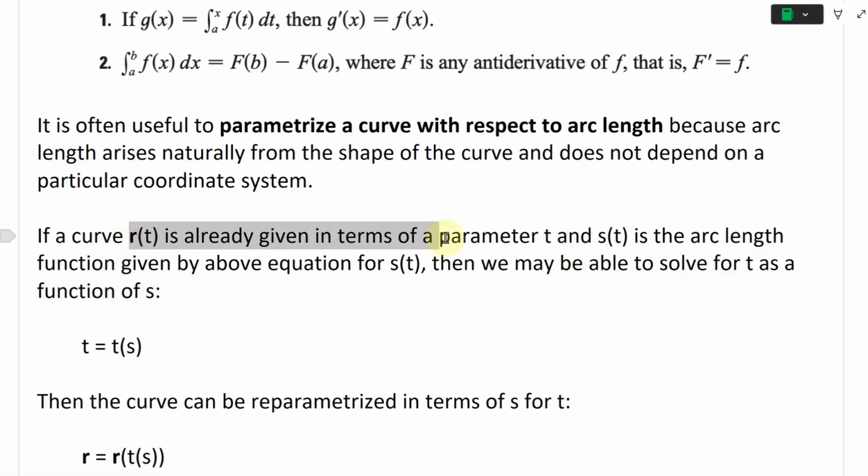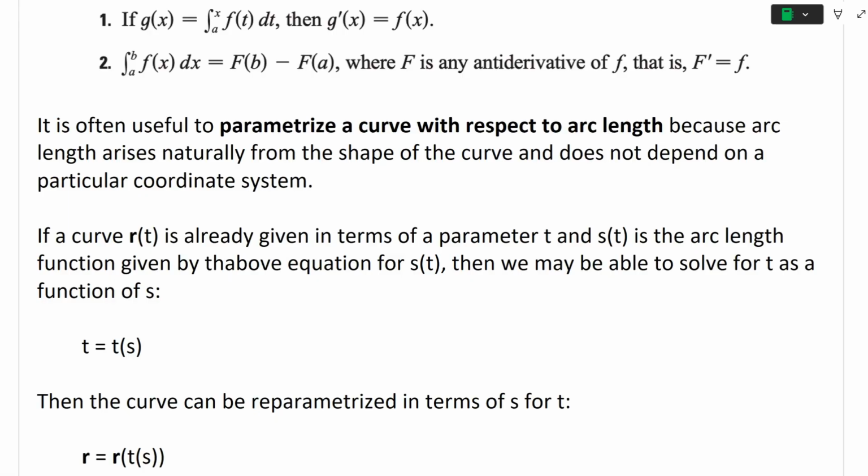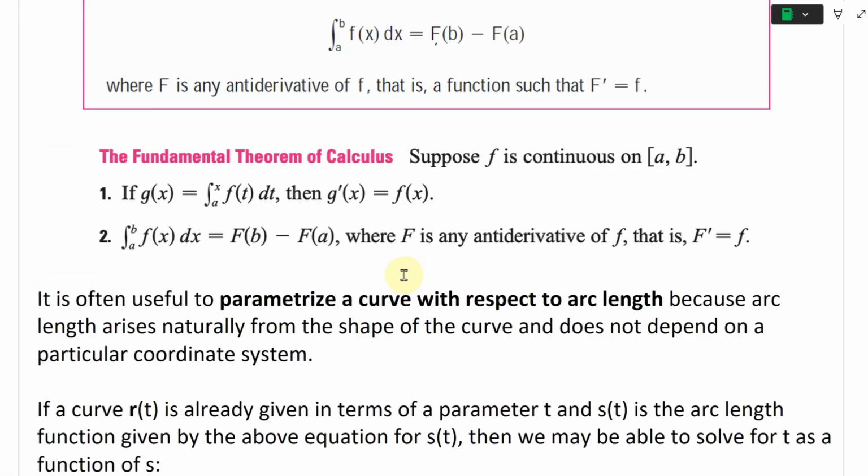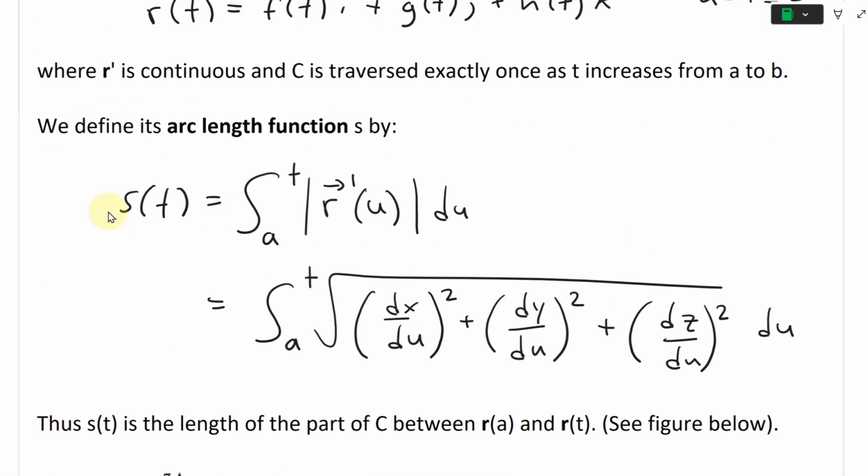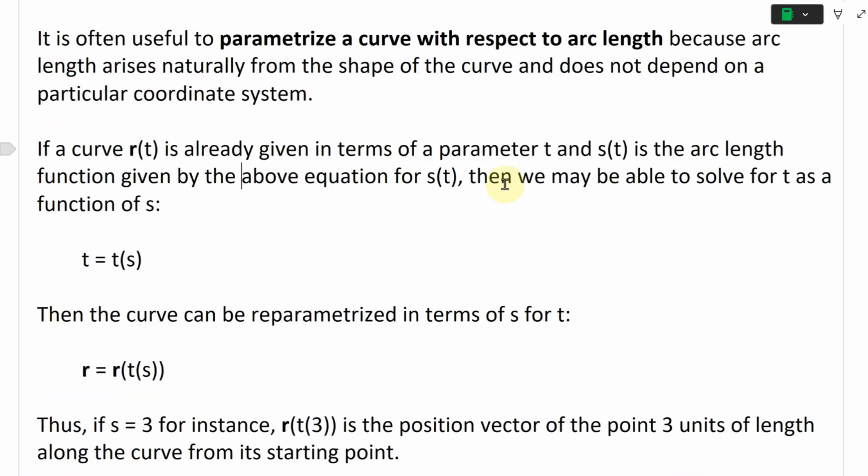so if a curve is already given, and s(t) is the arc length function given by the above equation, so this one right here, so if it's already given by this one here, that's s(t), then we may be able to solve for t as a function of s. So we can actually solve for t as a function of the arc length function. So in other words, we can write t as a function of s. That's pretty fascinating.